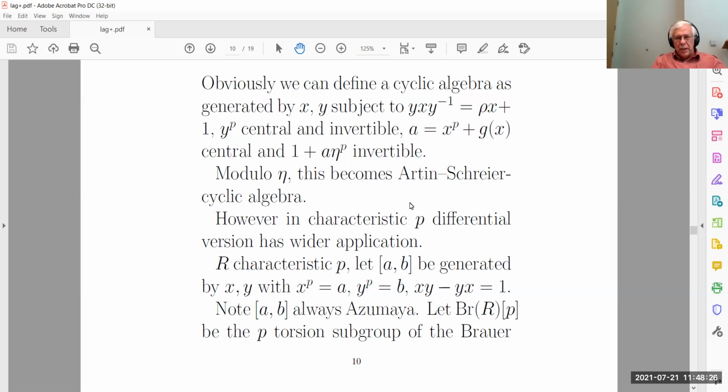Now, as I said in the introduction, given a new description of cyclic extensions, you get a new description of cyclic algebras generated by x, y subject to the new Galois relation, y inverse x y is rho x plus 1, y to the p central invertible, a, which is x to the p plus g of x, that's basically our polynomial, central, and 1 plus a eta to the p invertible. And that is modulo eta just the normal Artin-Schreier cyclic algebra, i.e. characteristic p cyclic algebra, where one element has the Artin-Schreier relation.